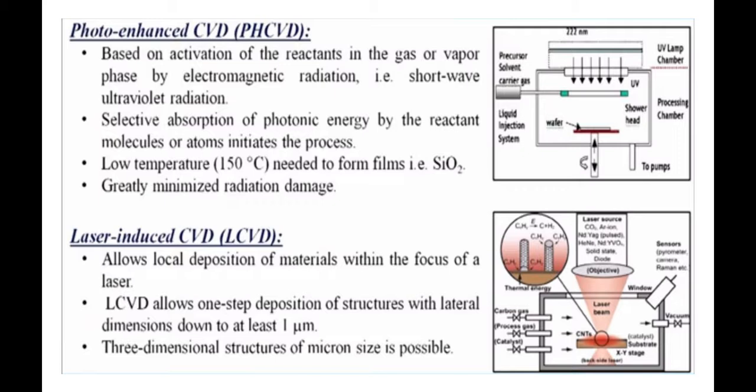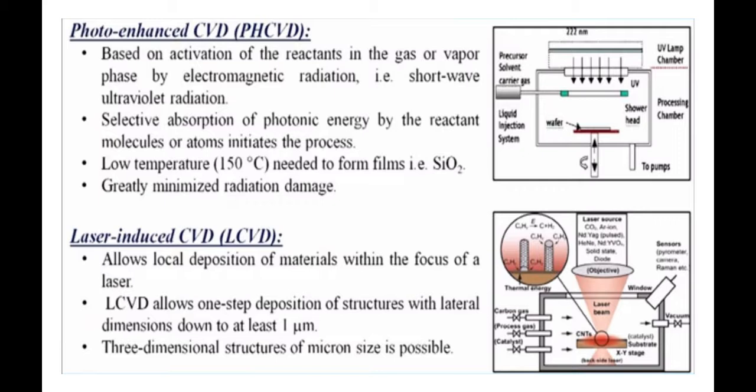It is based on activation of the reactant in the gas or vapor phase by electromagnetic radiation, generally short wave ultraviolet radiation. Selective absorption of photonic energy by the reactant molecule or atom initiates the process. A low temperature, generally 150 degrees centigrade, is needed to form films like silicon dioxide, greatly minimizing the radiation damage.